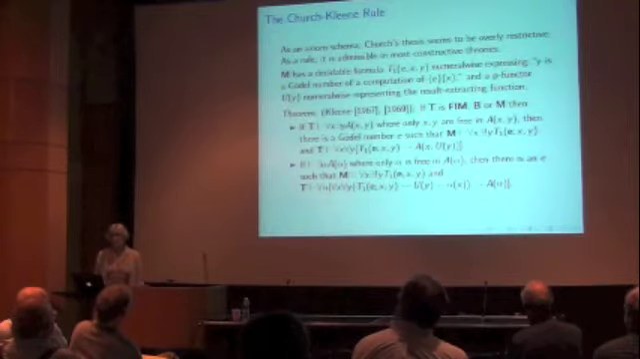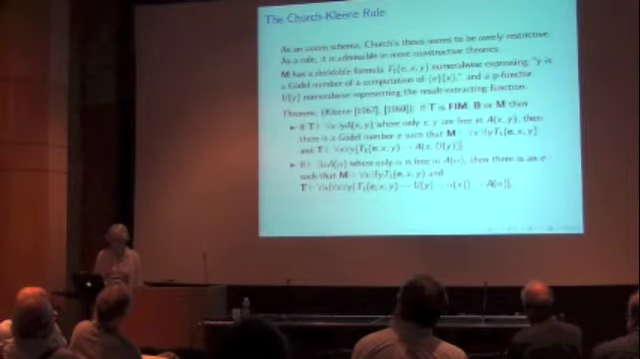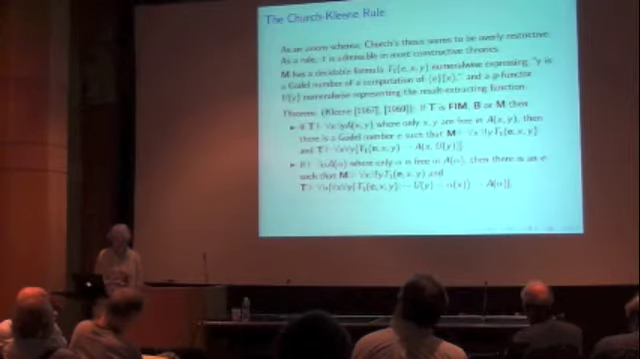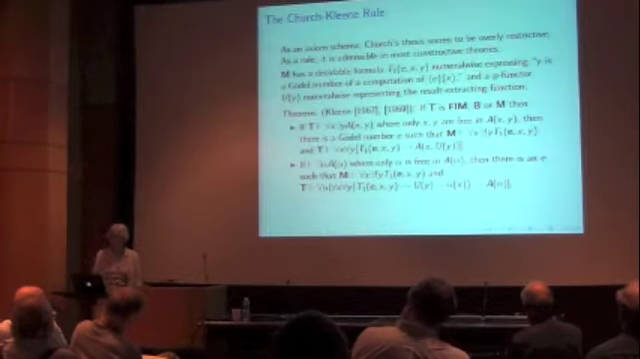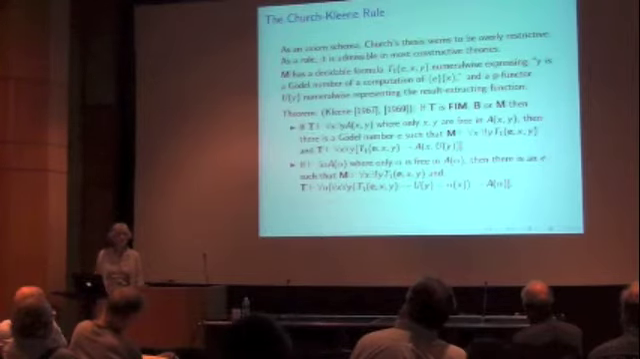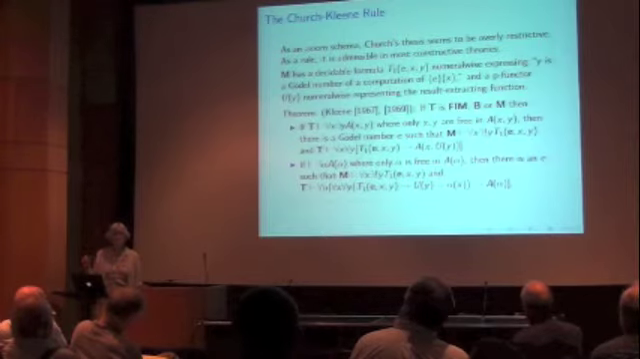If there exists an alpha, A of alpha is provable in T, then again, we can find a Gödel number E, for which we can prove in the minimal theory that E is a Gödel number of a total recursive function, and T proves that squiggly E is a witness. In other words, what the Church-Kleene rule says is that we can only prove the effective existence of recursive functions.